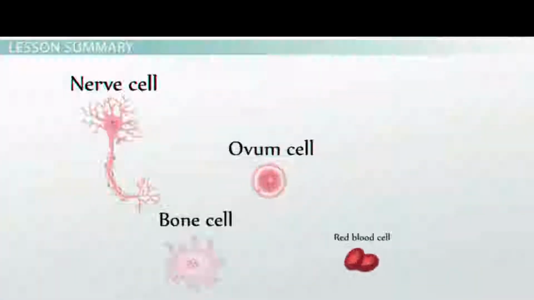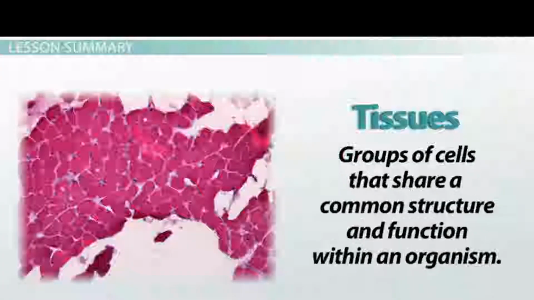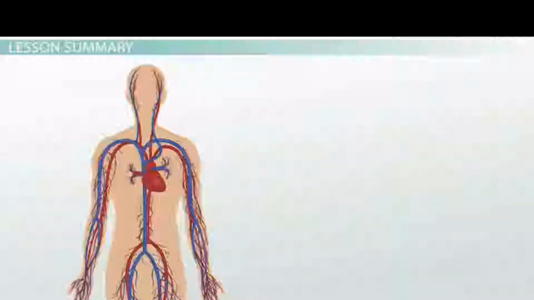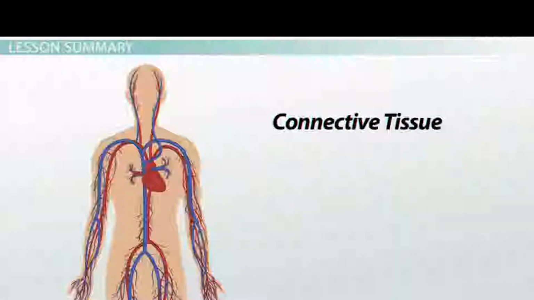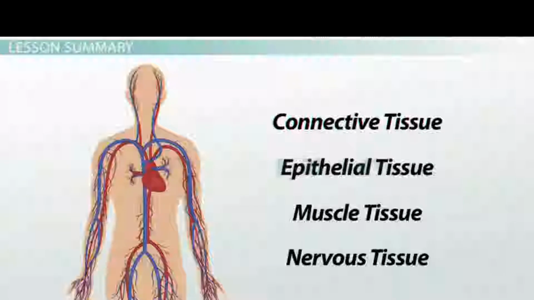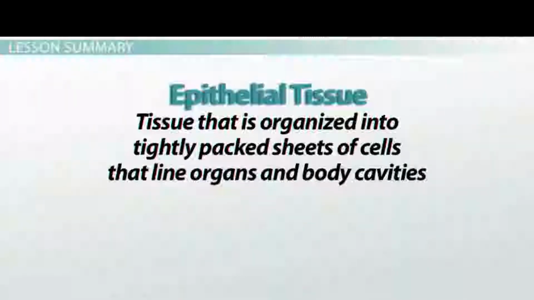So let's review. Multicellular organisms were created when cells started to specialize and divide up the labor among themselves. These groups of specialized cells that share a common structure and function are called tissues. In animals, there are four main tissue types: connective tissue, epithelial tissue, muscle tissue, and nervous tissue. Epithelial tissue is tissue that is organized into tightly packed sheets of cells that line organs and body cavities.